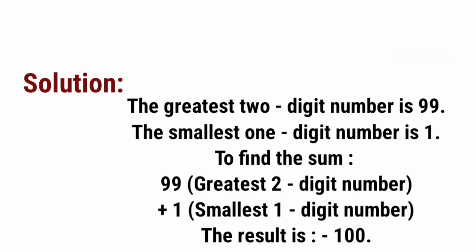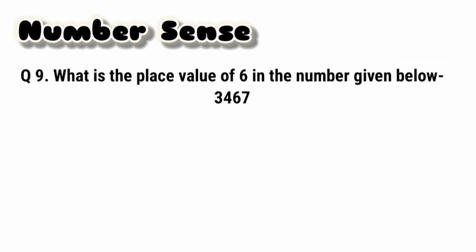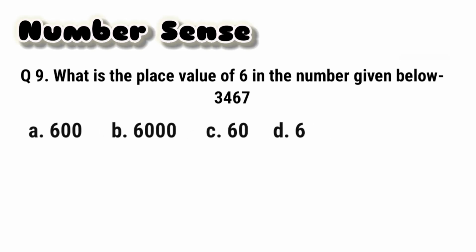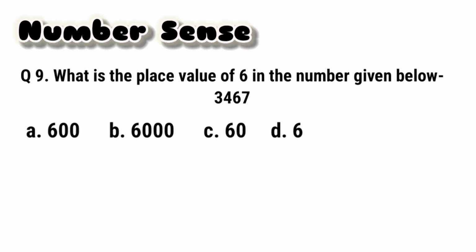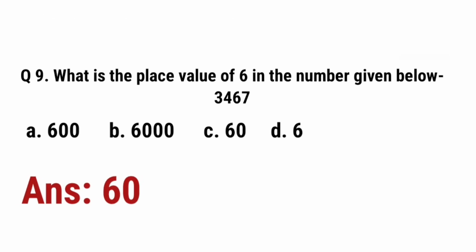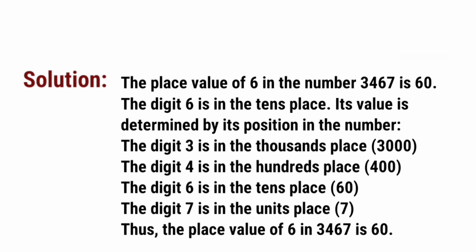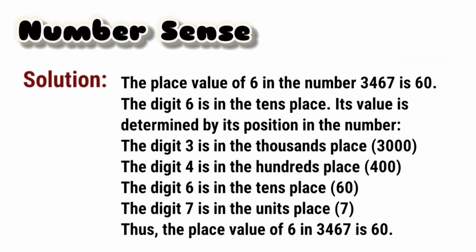What is the place value of 6 in the number given below? 3467. A 600, B 6000, C 60, D 6. And the answer is option C 60. The place value of 6 in the number 3467 is 60. The digit 6 is in the tens place. Its value is determined by its position in the number.